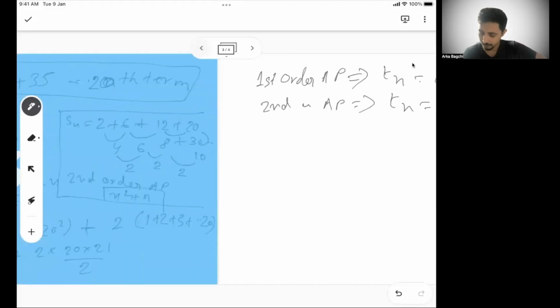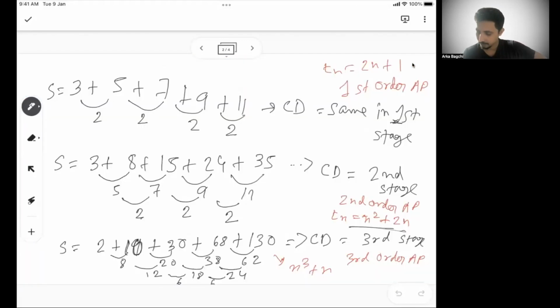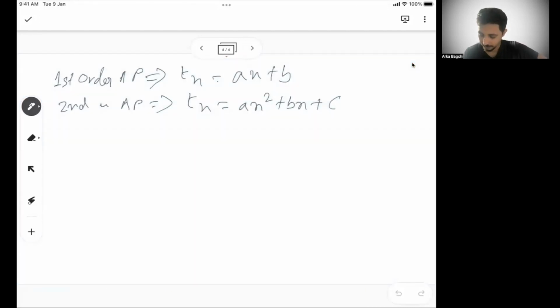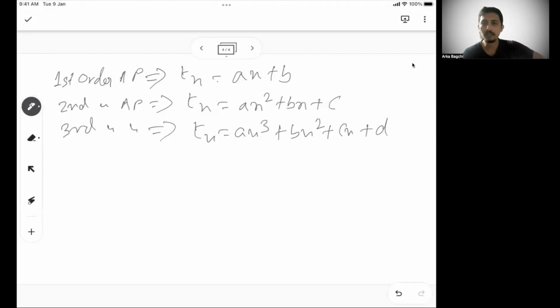So if you go back here, you will see that for the first order AP, the generic term is 2n plus 1, where the highest power is 1. For the second order AP, the highest power is n square, or the highest power is 2. For the third order AP, the highest power is 3. I'm just generalizing this in a standard form. So if it is a third order AP, your Tn is an cube plus bn square plus cn plus d.